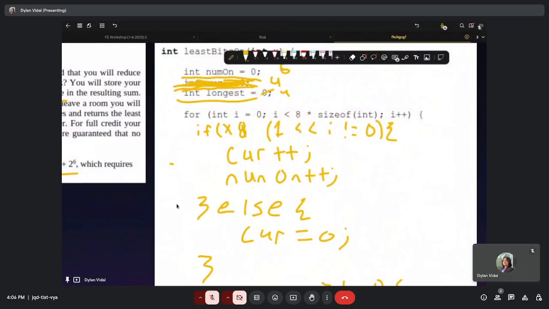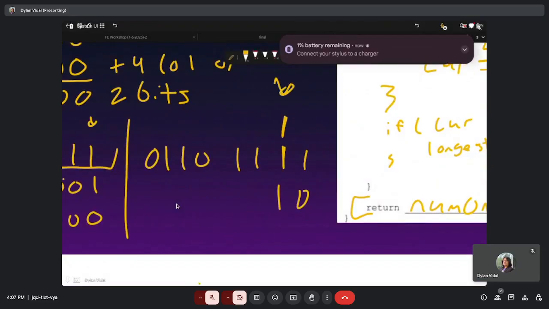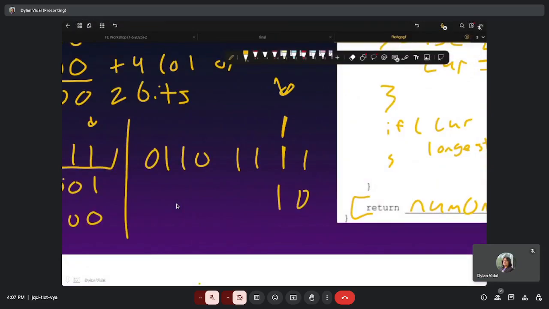So if 1 left shift i does not equal 0, that means we've shifted over a bit that is on, because it gives us some arbitrary number that isn't 0. See how that works? That's how we can iterate over every bit in a binary representation of a number and determine if it's on or off. Kind of makes sense?